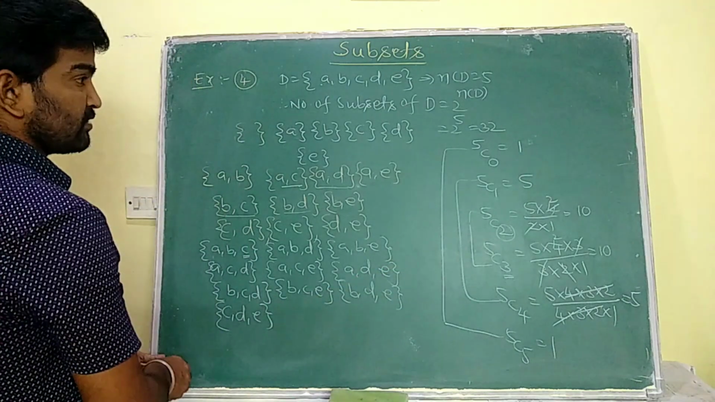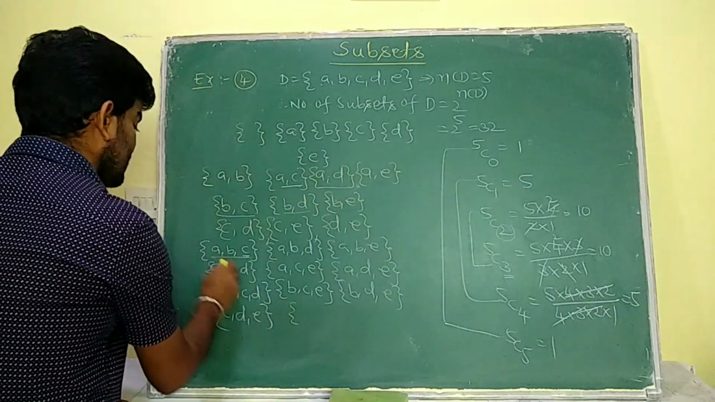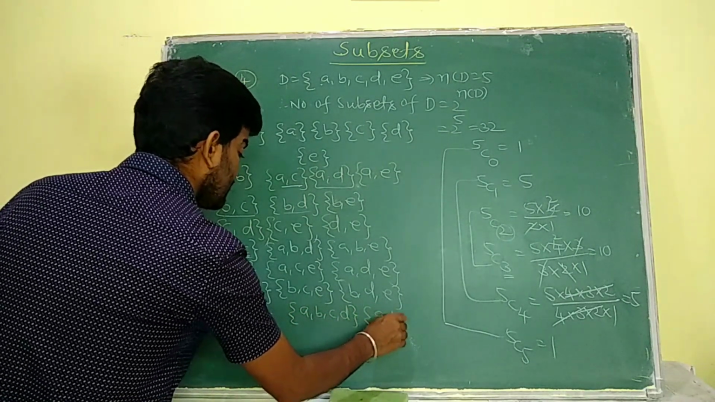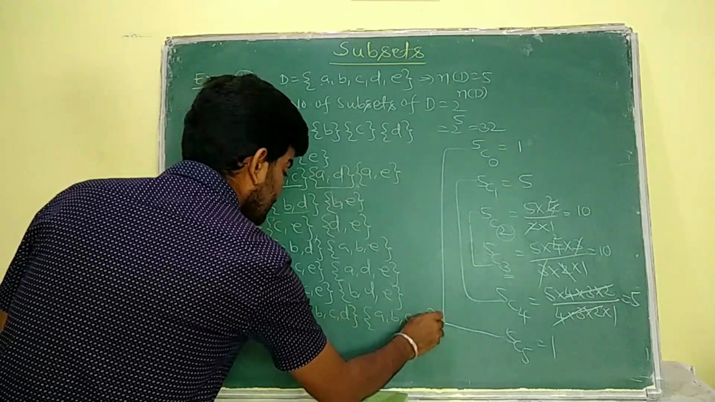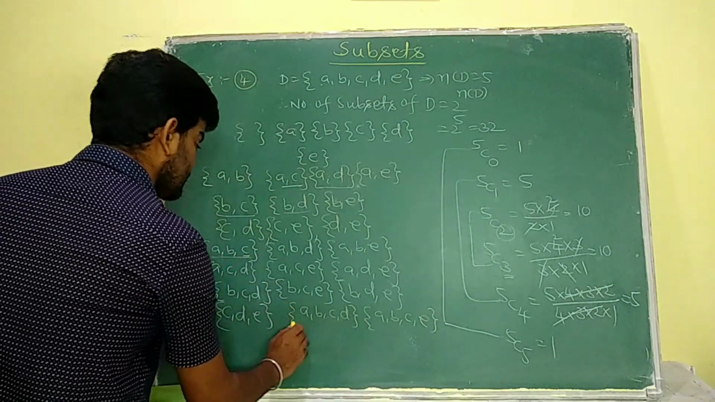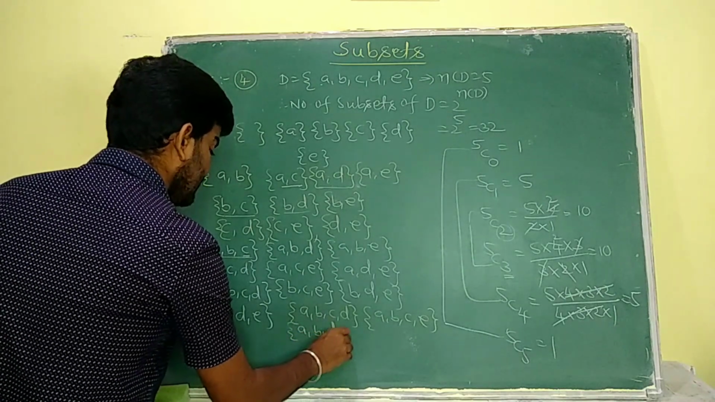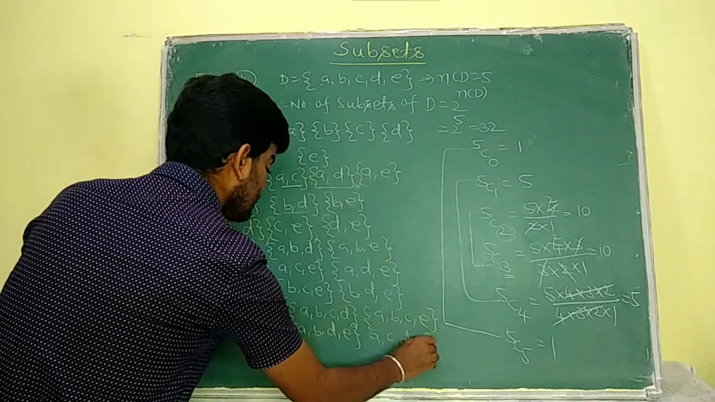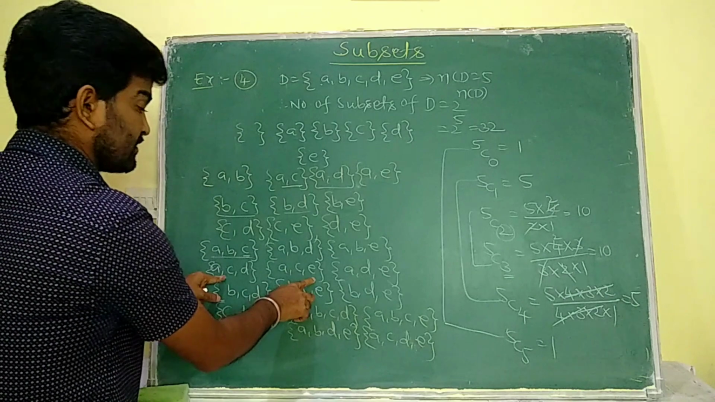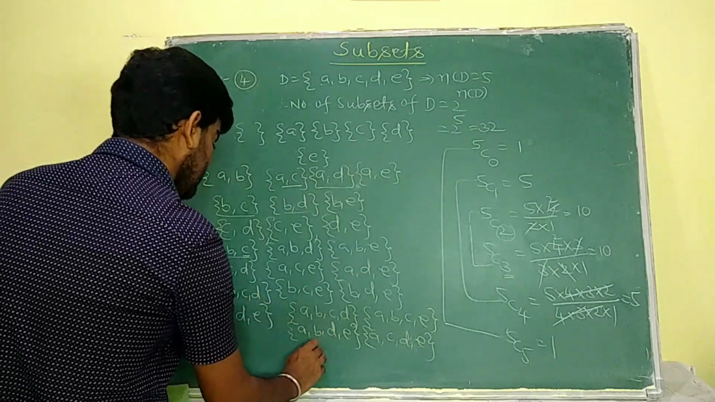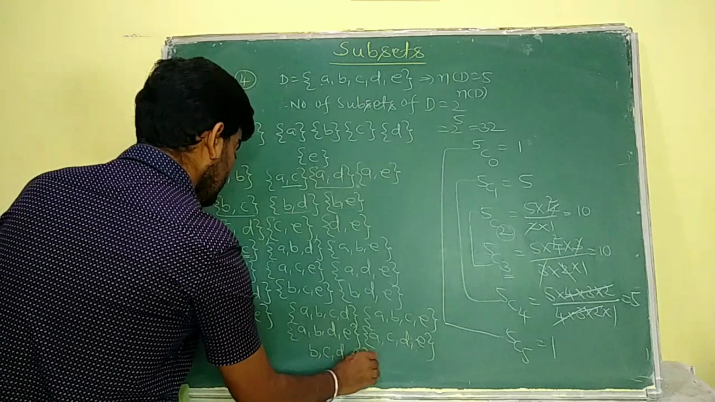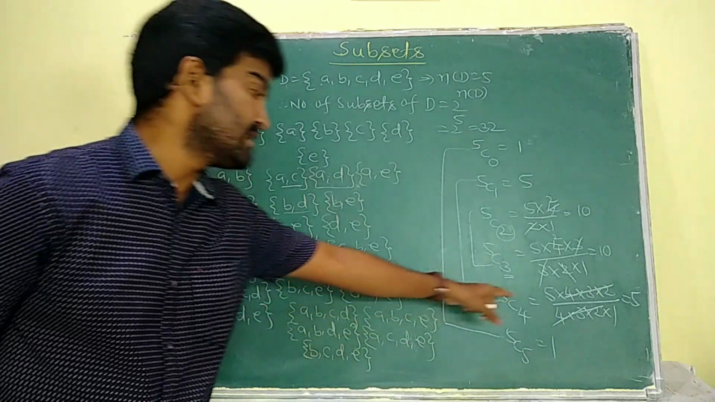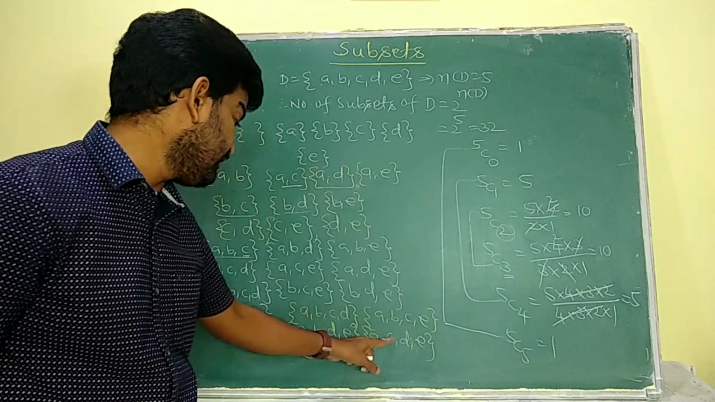4 elemented subsets we have to write. See here, fix this ABC as the first 3 elements. ABC, the fourth element as D. A, B, C, E. With ABC the combinations finished. A, B, D, E. Next ACD, A, C, D, E. Next with AC there is no combination. ADE also no combination. With BCD, BCDE. See here we obtain the 4 elemented combinations as 5: 1, 2, 3, 4, 5.